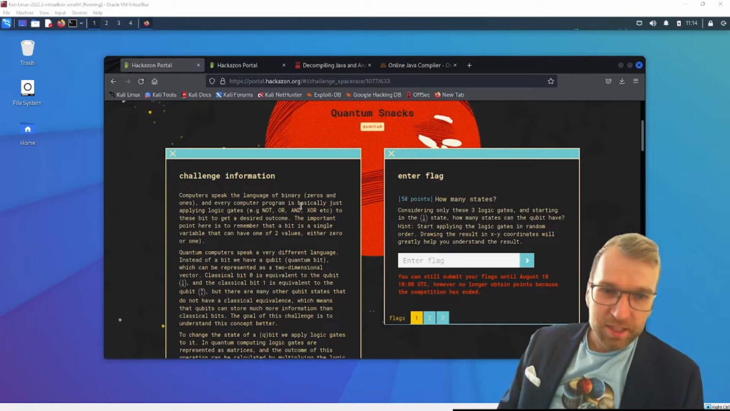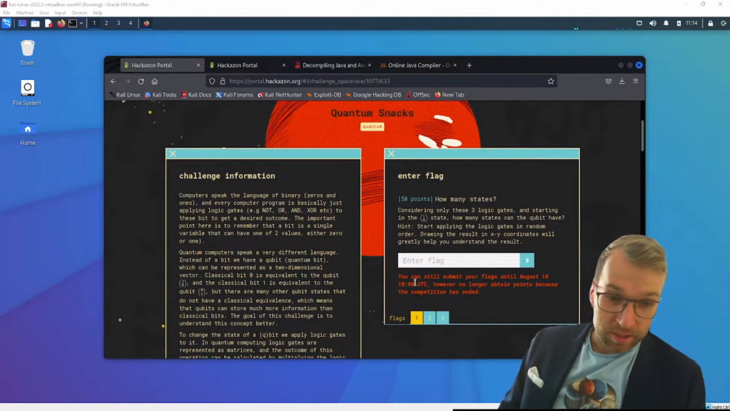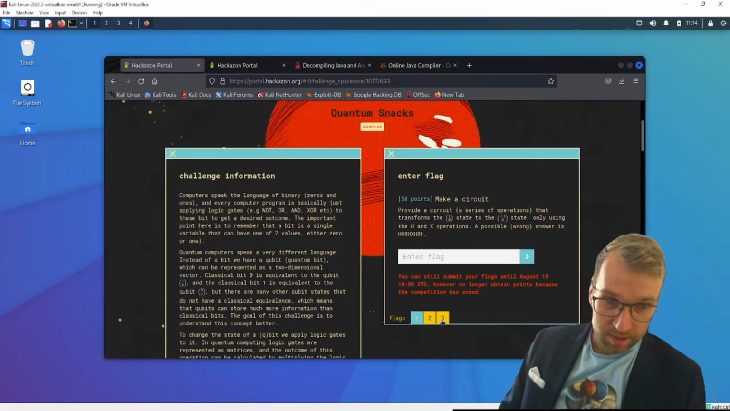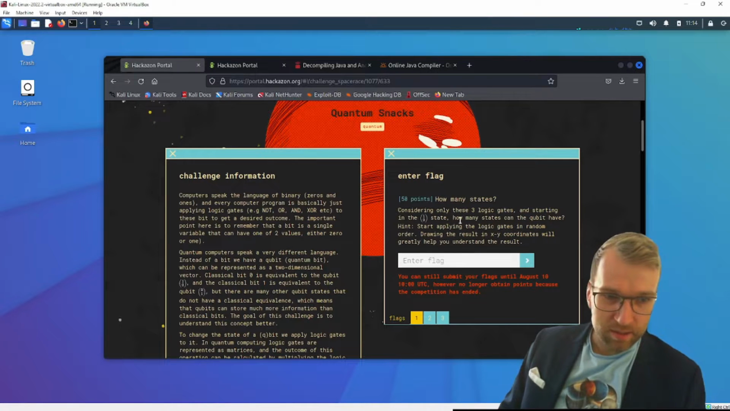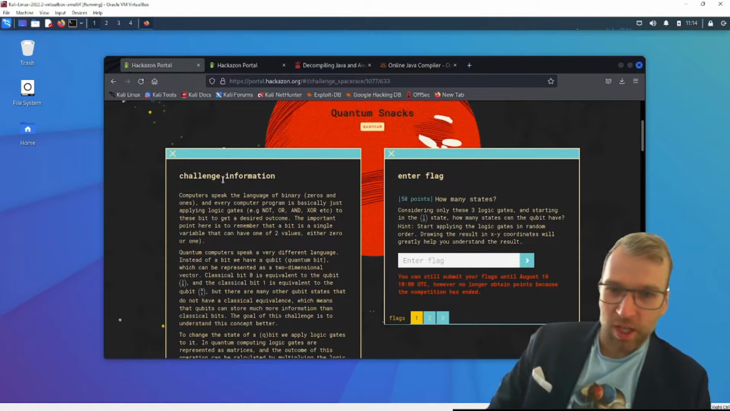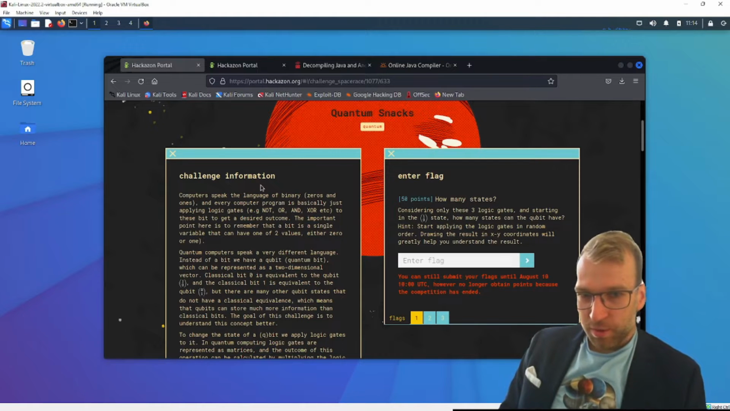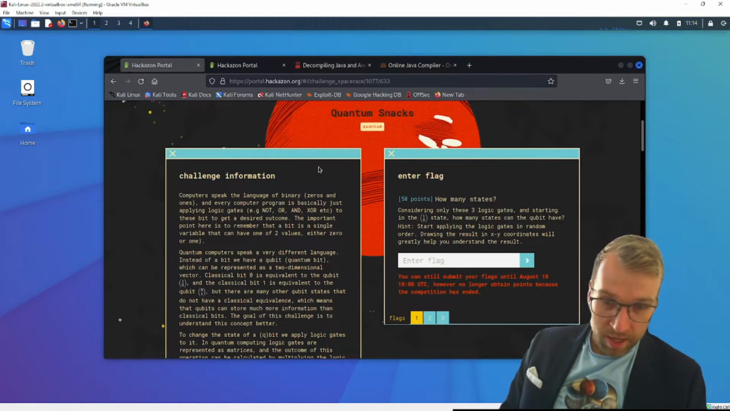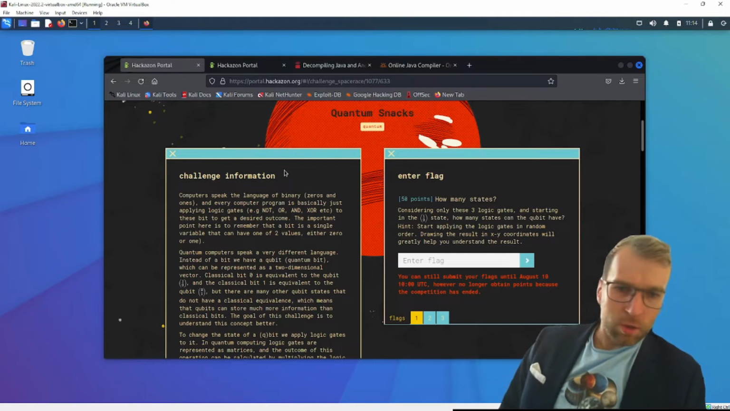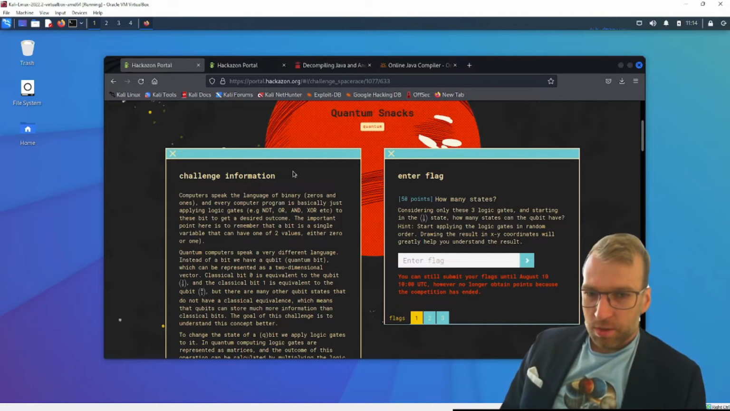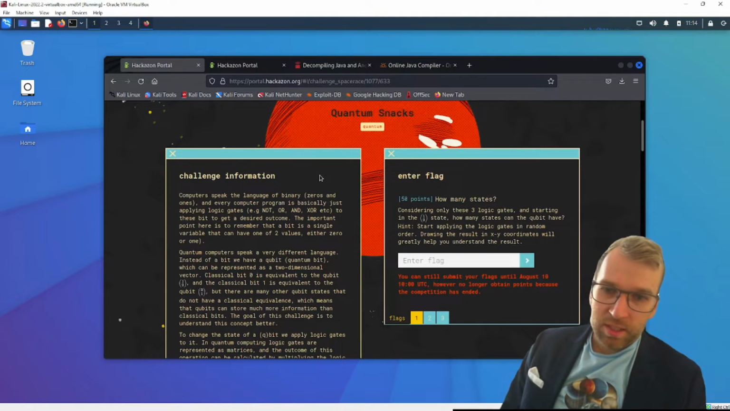And jumping right into the challenge here. It looks like it's going to be a tough one. 3 flags, and it is a logic gate. So let's read the challenge information. Computers speak the language of binary, zeros and ones. And every computer program is basically just applying logic gates, not, or, and, XOR, to these bits to get a desired outcome. The important point here is to remember that a bit is a single variable and can have one of 2 values, either 0 or 1.